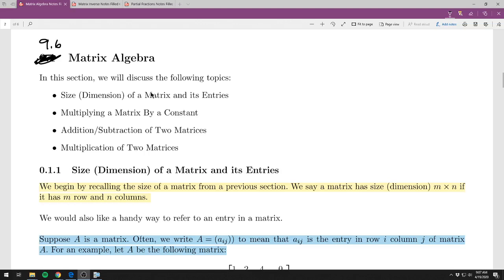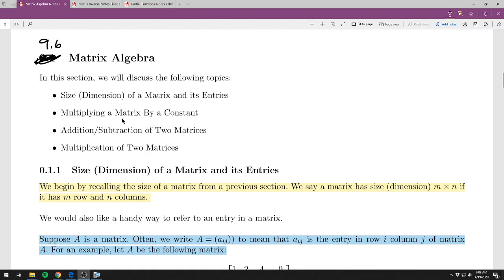In this video, we'll be going over section 9.6, which is on matrix algebra. The first thing we've already talked about, but we'll just remind you: the size or dimension of a matrix, how we refer to how big a matrix is. And one new thing in here is going to be its entries, so how to refer to a specific spot in a matrix without having to use really cumbersome wording.